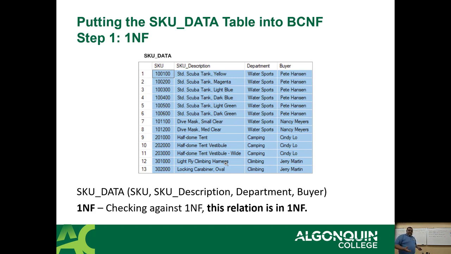First things first, we're going to put the SKU data into first normal form. So this whole table is called SKU data. It's got SKU, description, department, and buyer. According to the first normal form rules, this table is in first NF. We can identify any given row based on a combination of the columns. Specifically in this case would be very likely just the SKU.